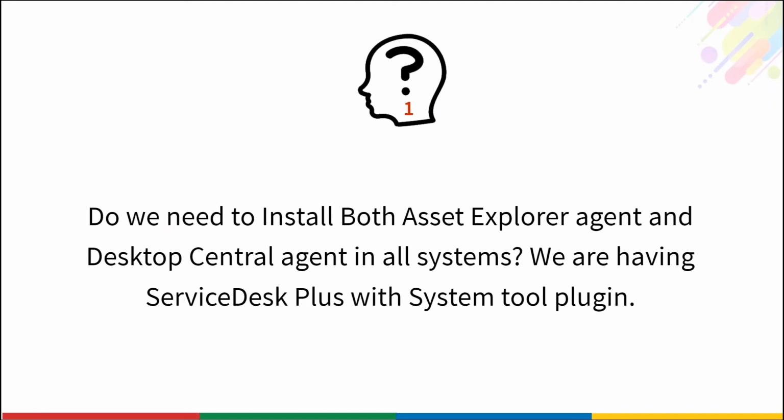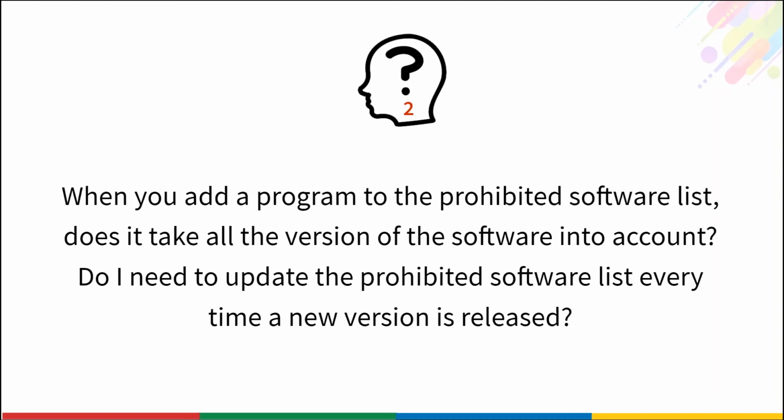So first, do we need to install both the Asset Explorer agent or Service Desk Plus agent along with Desktop Central? No, just one agent, which is ours. The Desktop Central agent is sufficient to capture all the asset details, and it can replicate to Asset Explorer or Service Desk Plus. So when you add a program to the Prohibit software list, does it take all the versions of the software into account? Yes, this is a very common question which we used to get from our support.